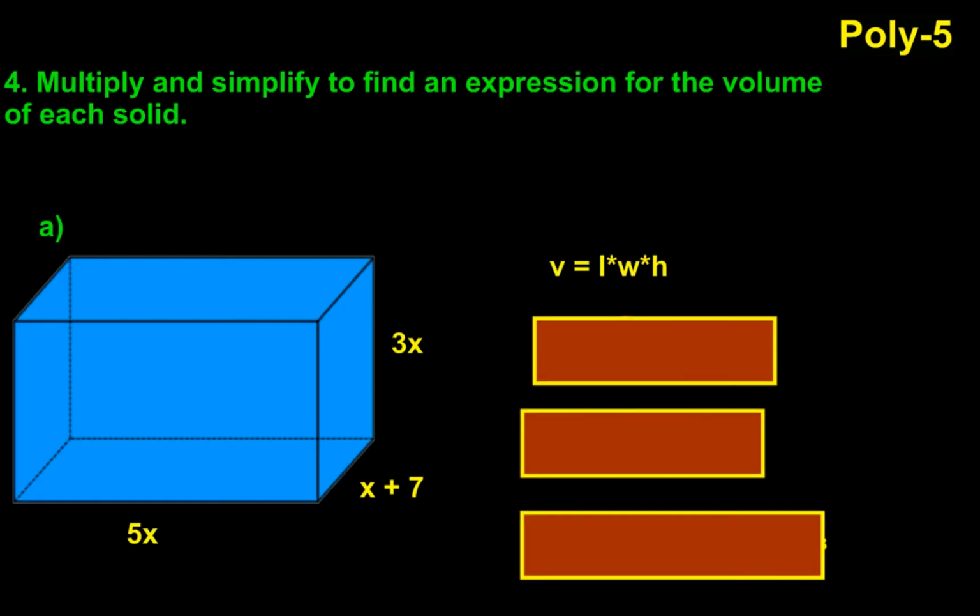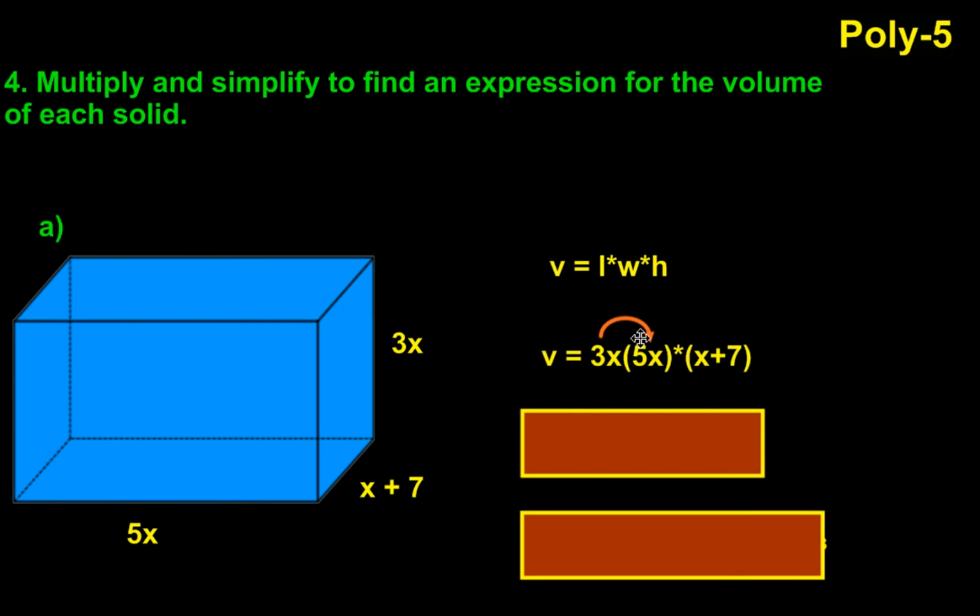Now we're going to take a look at 4a. Multiply and simplify to find an expression for the volume of each solid. Remember, in volume, we're working with cubic units. So the formula for volume is V equals length times width times height, all three of which we've been given here. So we can plug those in.